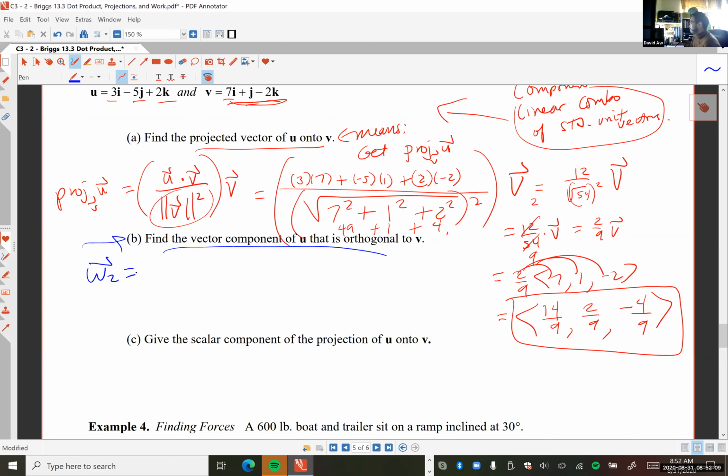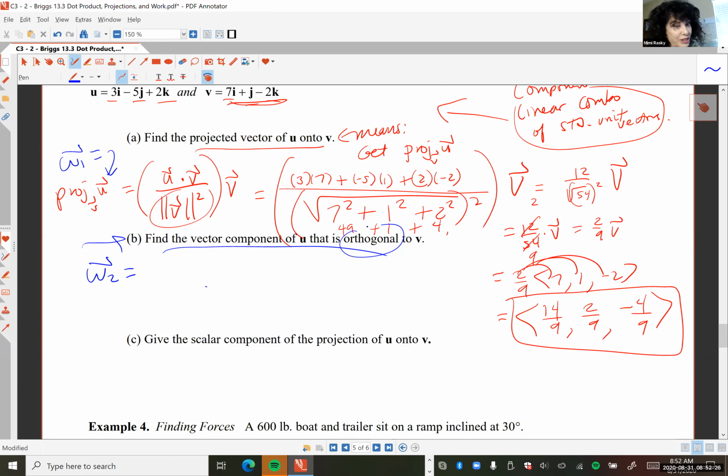Okay, W2 is a vector that's perpendicular to W1. W1 is just the projected vector we just got. It's a perpendicular vector. Orthogonal pretty much means perpendicular. And it's real easy to get.